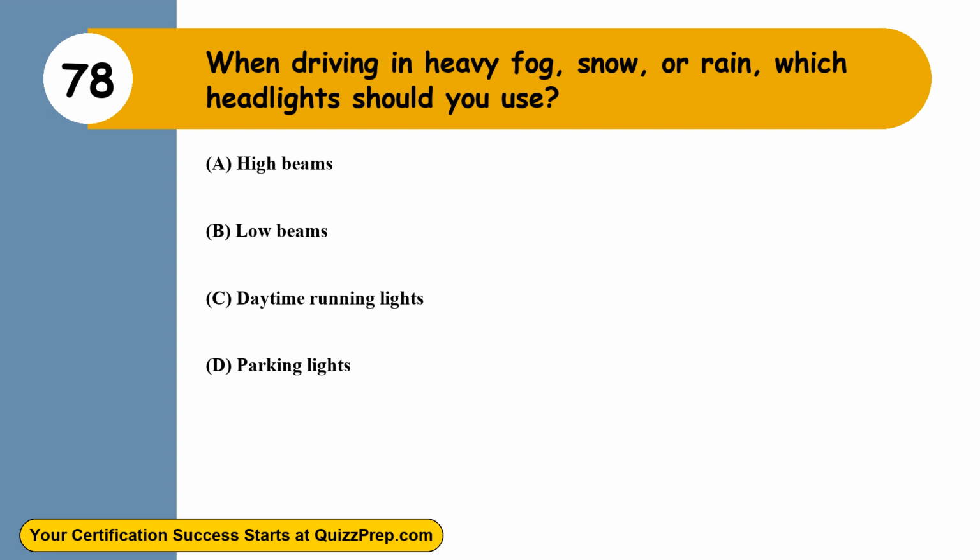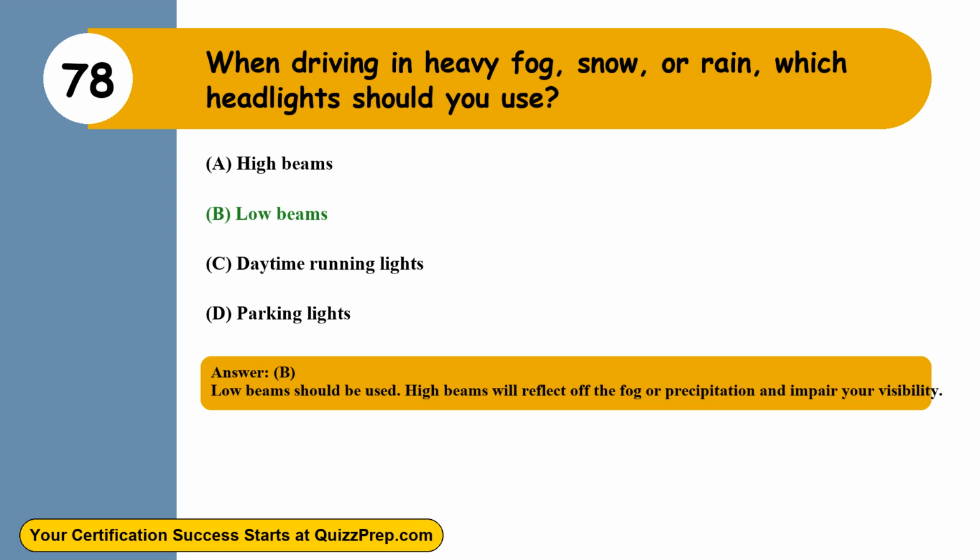Question 78. When driving in heavy fog, snow, or rain, which headlights should you use? Option A, high beams. Option B, low beams. Option C, daytime running lights. Option D, parking lights. The correct answer is option B, low beams. Low beams should be used. High beams will reflect off the fog or precipitation and impair your visibility.